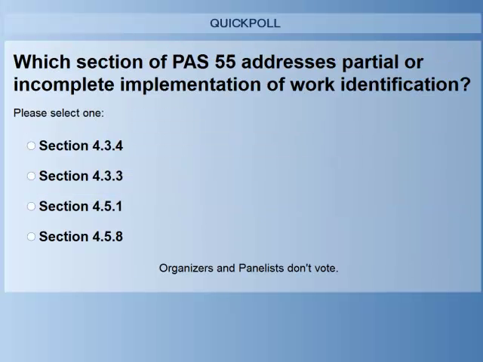Which sections of PAS-55 address partial or incomplete implementation of work identification? Is it section 4.3.4, 4.3.3, 4.5.1, or 4.5.8? So spend a little bit of time here to figure this one out. And we're going to go ahead and close.